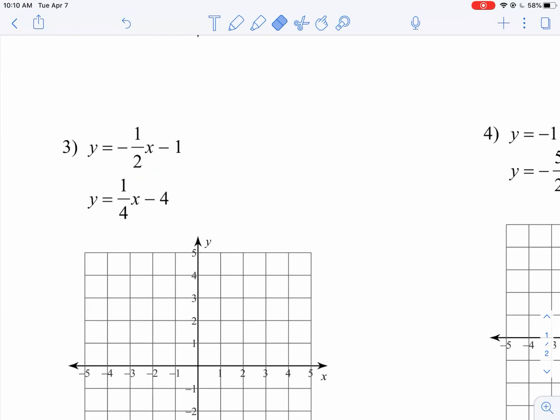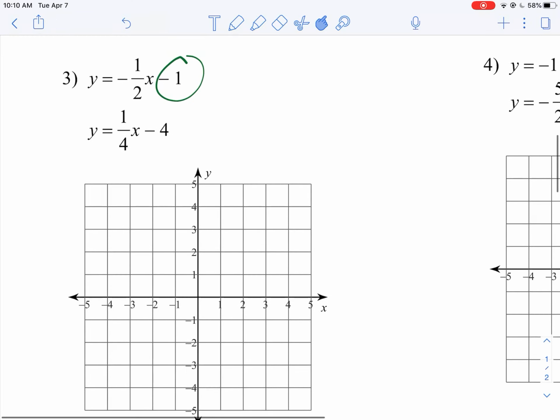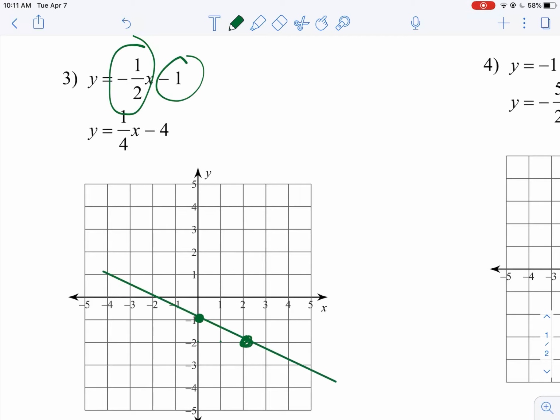So our first equation, I've got for y-intercept, -1. So I'm going to graph that first. That's important. Graph -1 first. Next, I'm going to use my slope, -1/2. That means I'm going to go down 1 and then over 2. 1, 2. And then I can make my line.